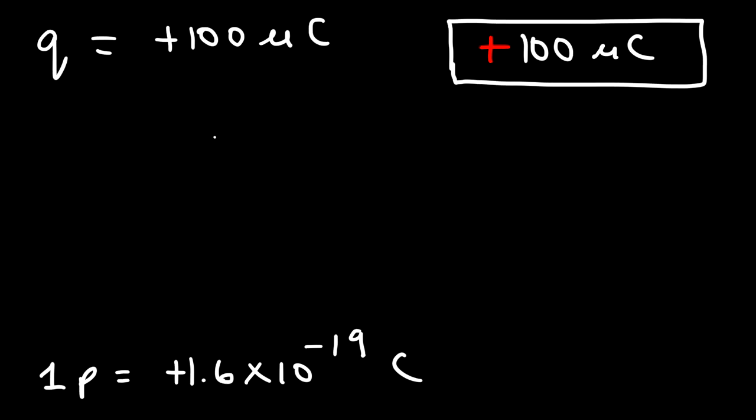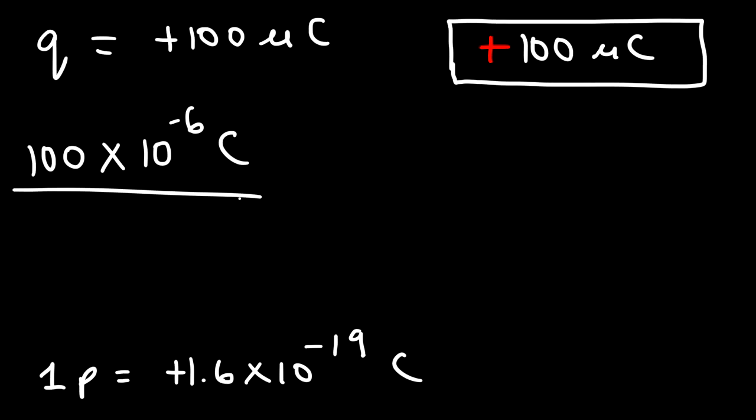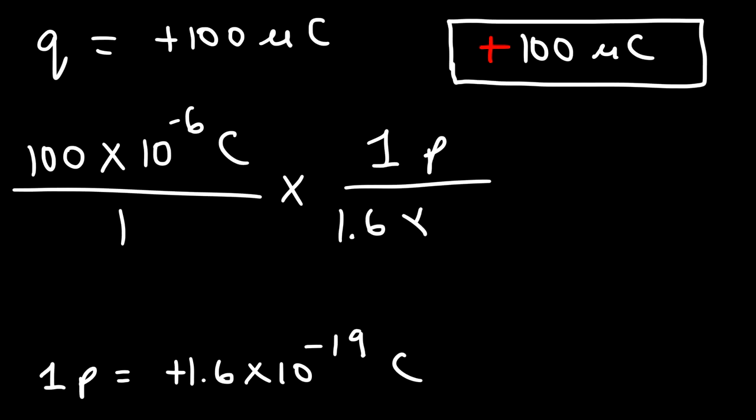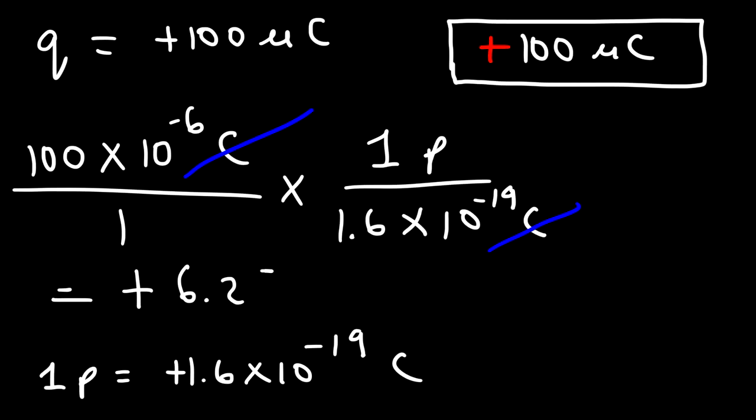Now to quantify it, we're going to convert coulombs to protons. 100 microcoulombs is 100 times 10 to the negative 6 coulombs. And we know that one proton has a charge of 1.6 times 10 to the negative 19 coulombs. Make sure you set it up in such a way that the unit coulombs will cancel. So now let's divide 100 times 10 to the minus 6 by 1.6 times 10 to the negative 19. And so the answer is positive 6.25 times 10 to the 14 protons.